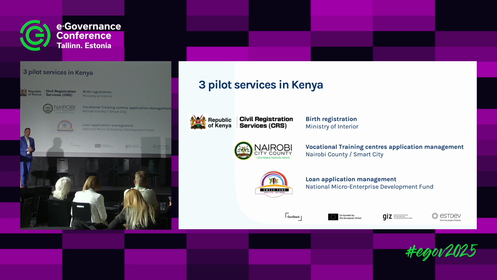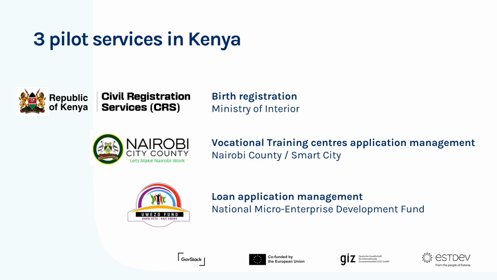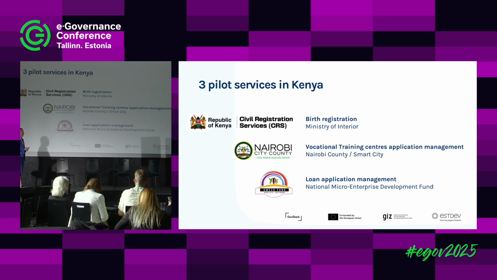Right now in Kenya, together with ESTDEV and the European Union and GIZ, using GovStack principles, since last year there has been a project going on where we are using GovStack principles to pilot 3 services in Kenya. The first one is the civil registration service of Kenya, to digitalize the process of birth registration. The second one is the Nairobi City County, to digitalize the process of how students can register for different courses. And the third one is the WESA fund, which is a micro loan development fund. And for them, we are doing loan application management.